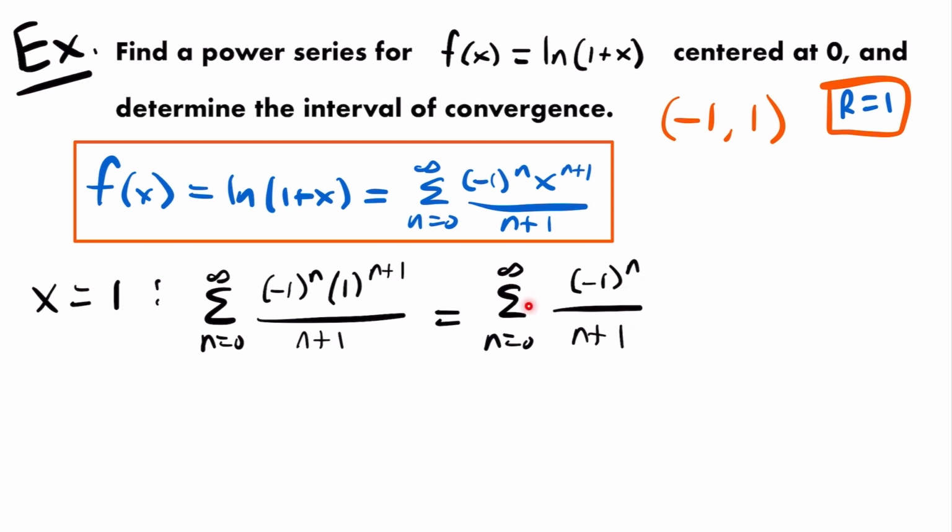And so now what we have here is an alternating series, right? We have -1 to the power of n. That is going to make the terms of this series alternate between being positive and negative. And so what we can use to determine if this series converges or diverges is the alternating series test. All right, and so the alternating series test says that a series converges if it meets two requirements.